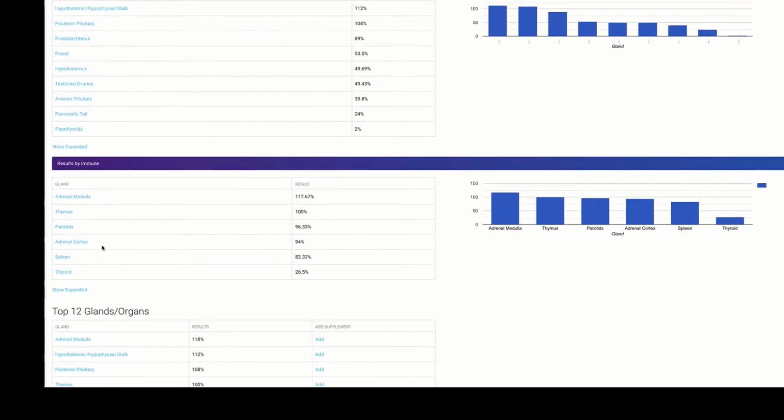And we go down even further into the immune system. She's got a weakness in the adrenals, weakness with the thymus, the parotids, the adrenal cortex, the spleen, and not so much with the thyroid.